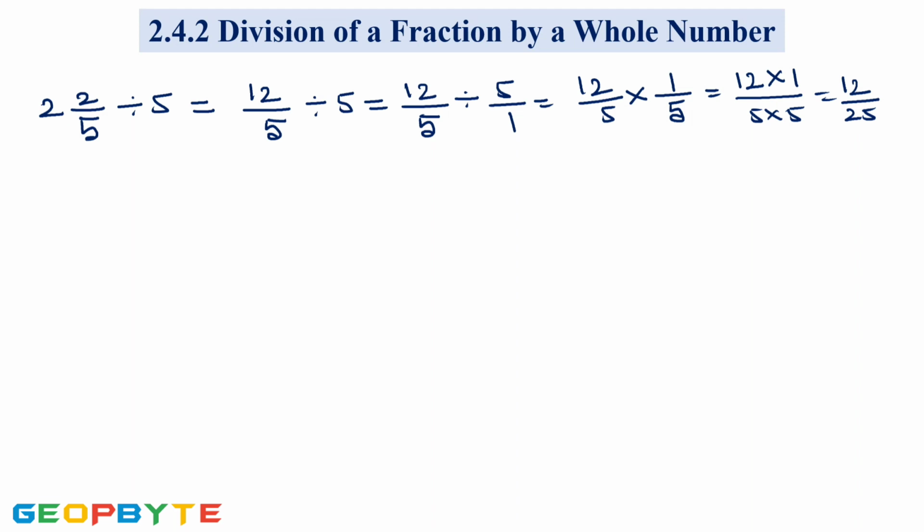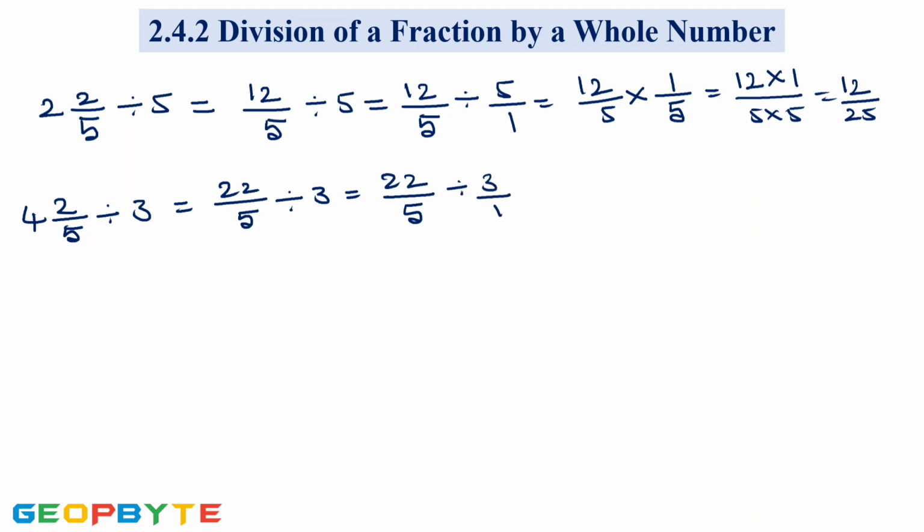Next, let us consider one more example based on mixed fractions. 4 2/5 divided by 3, which is equals to 5 4s are 20, 20 plus 2, 22 by 5. So we are converting this mixed fraction into the improper fraction. After that, divided by 3, which is equals to 22 by 5 divided by 3 by 1.